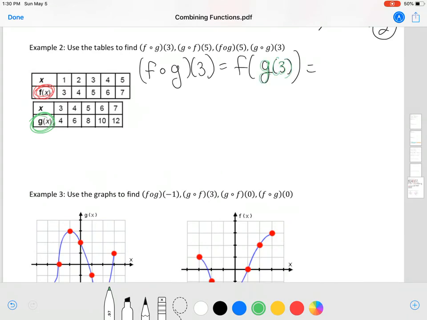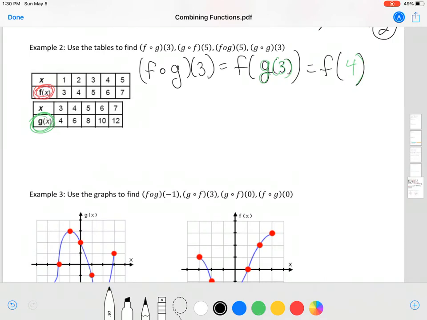Since we're looking to evaluate g first, I'm going to look at the table that I marked in green because that's labeled as g. And I'm going to look and find the value of g when x is 3, which would be 4. So I'm going to replace that g of 3 with a 4.